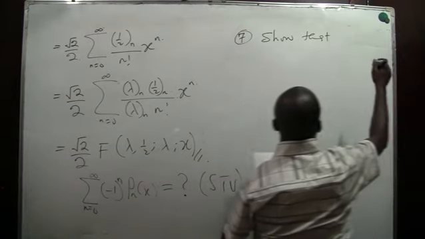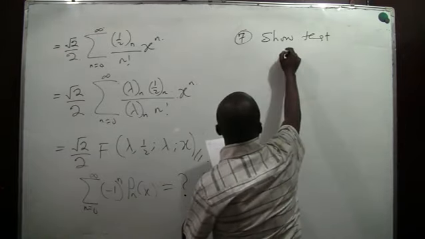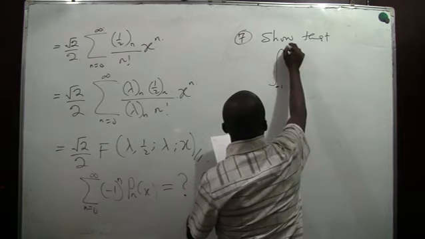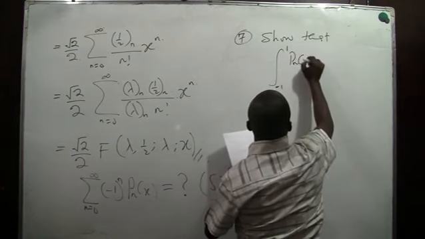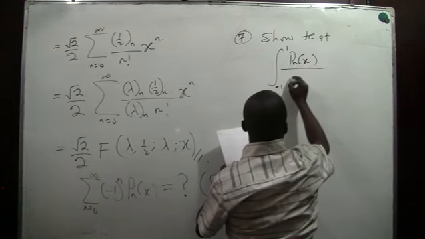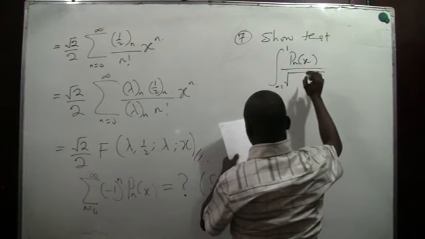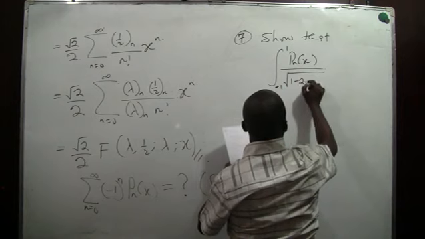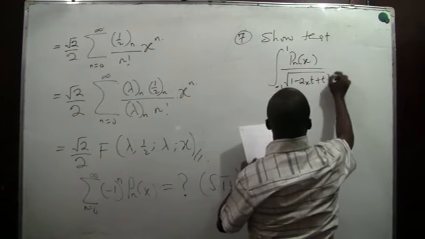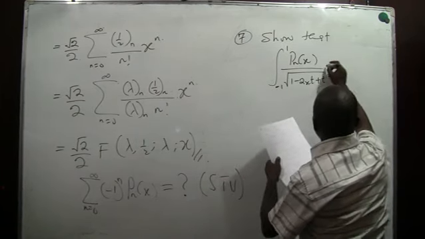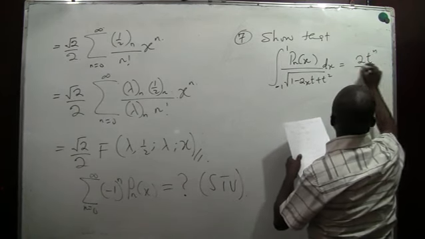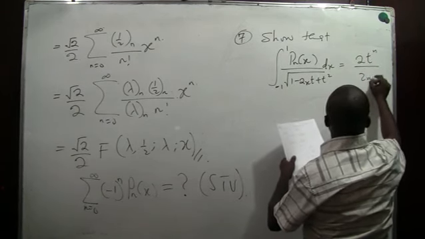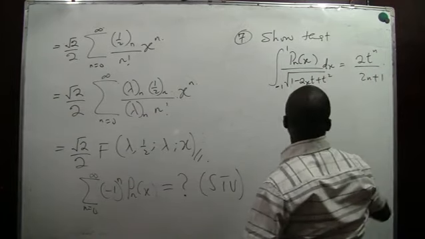Show that the integral between minus 1 and 1, and we will likely use the orthogonality property here, of Pn of x divided by the square root of 1 minus 2xt plus t squared, dx, gives 2 raised to power tn divided by 2n plus 1. We'll have to make use of that.